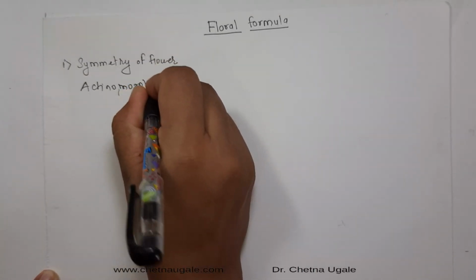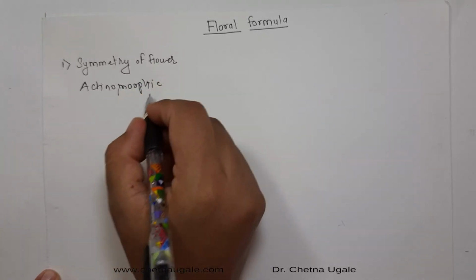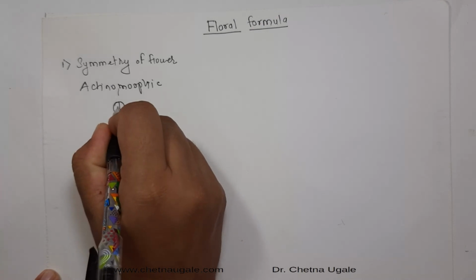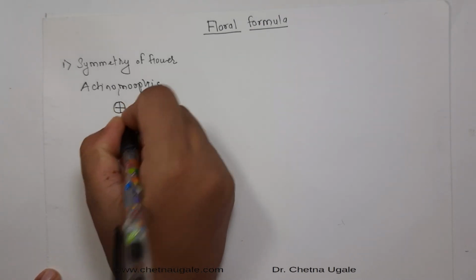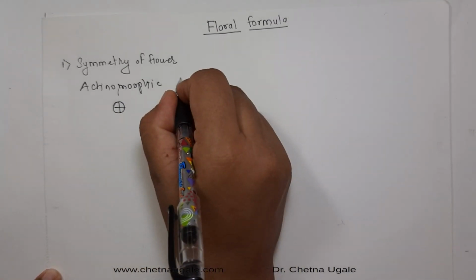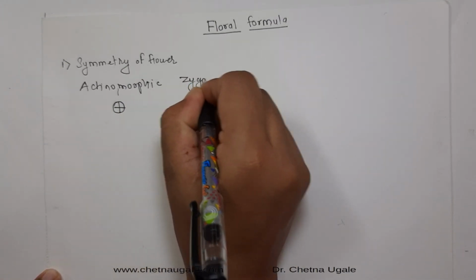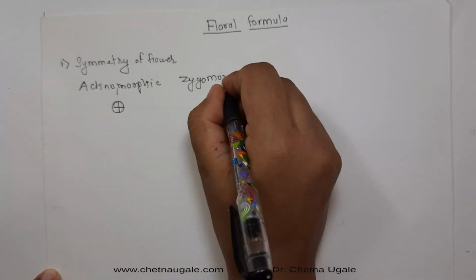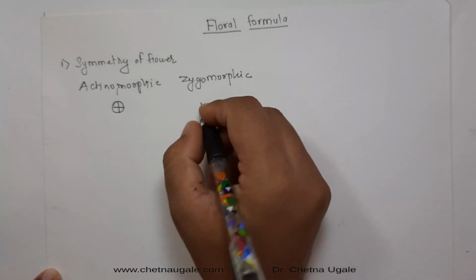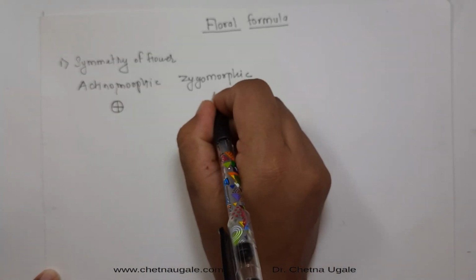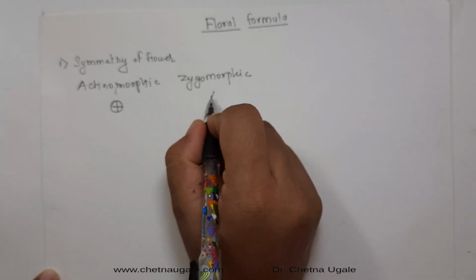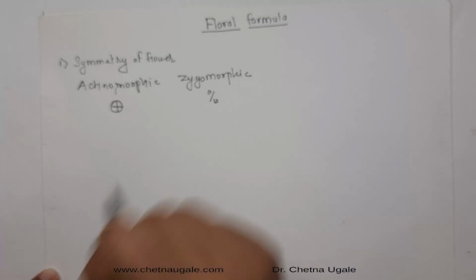The actinomorphic flowers are those flowers which can be cut into two equal halves in any direction or in any plane, and it is represented by this symbol. This is called actinomorphic. The second one is the zygomorphic. Zygomorphic flowers can be cut into two equal halves in a single plane, which is also called bilateral symmetry, and is represented by this symbol.